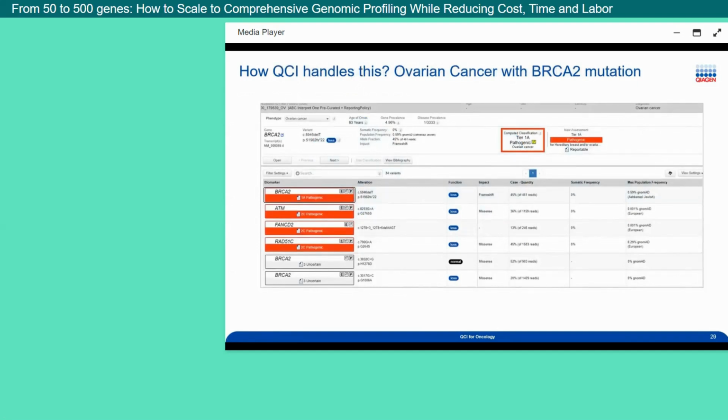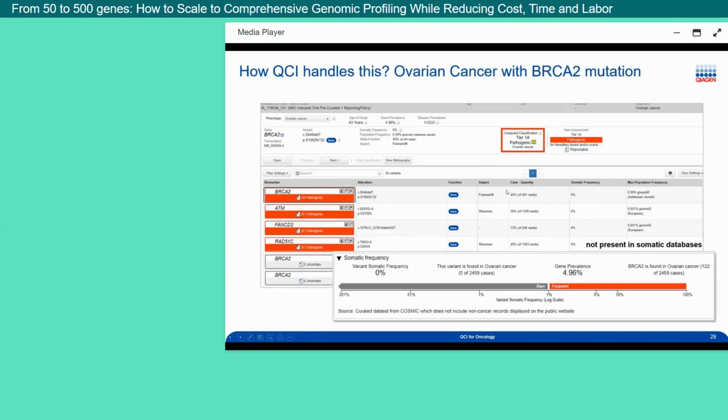So let's look at an example in QCI. This is an example of a frameshift variant in a high penetrance cancer susceptibility gene, BRCA2, with an allele fraction of 45% and not present in a somatic database like COSMIC. It is suspected of being a pathogenic germline variant in a tumor context, in this case, ovarian cancer.